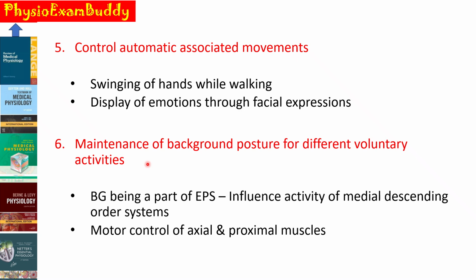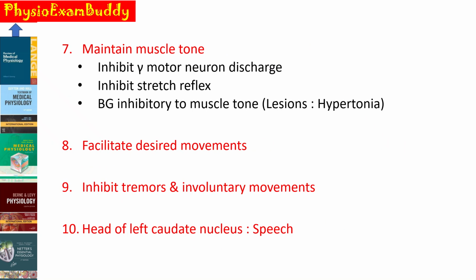Moving on to the next function, that is maintenance of the background posture for different voluntary activities. That is, even if you bend down and take something from the ground, the basic posture of the axial and the proximal muscles is controlled. That is, maintenance of the background posture for different voluntary activities is also the function of the basal ganglia. Basal ganglia being a part of the extrapyramidal system, it influences the activity of the medial descending systems and controls the axial as well as the proximal muscles.